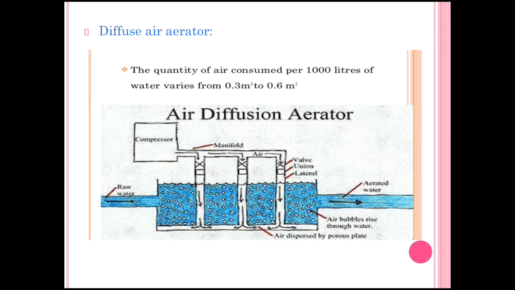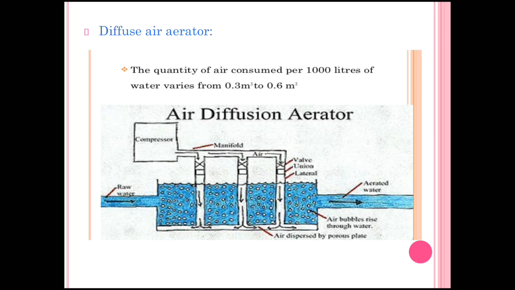The next subtype is the air aerator. The quantity of air consumed per 1000 liters of water varies from 0.3 cubic meter to 0.6 cubic meter. This is the diagram of an air diffuse aerator. On the left hand side there is one inlet which allows the raw water into a compartment, and on the right hand side there is an outlet which allows the aerated water to flow.